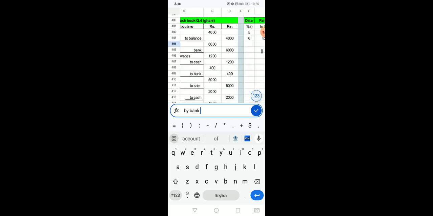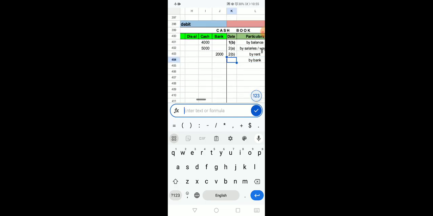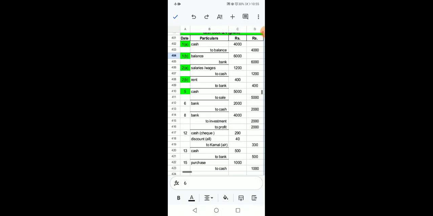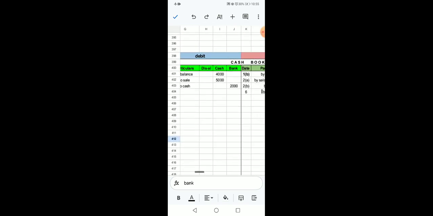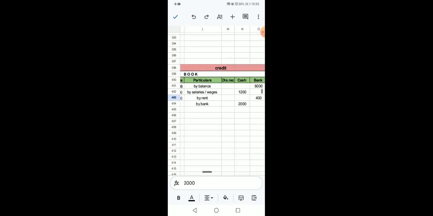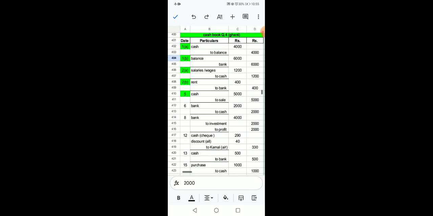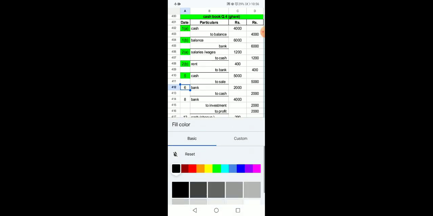Now see the date, which is 6. So mention date in date column. Entry number 6 was having two elements, bank and cash. Bank was debited by 2000 and cash was credited by 2000. Both entries have been posted. It means transaction has been completed. Entry number 6 completed. Mark it as it has been done.